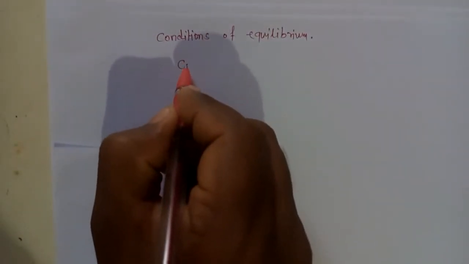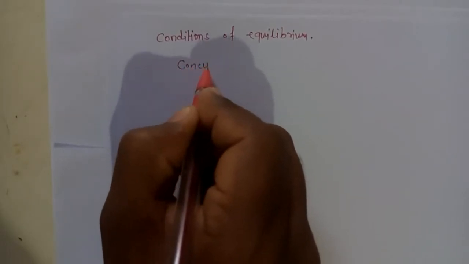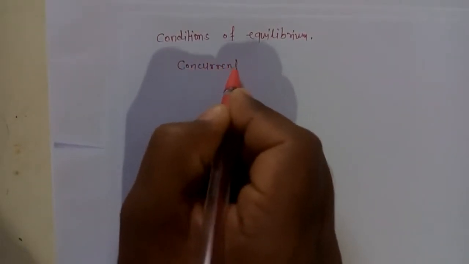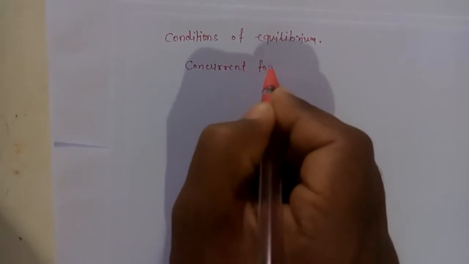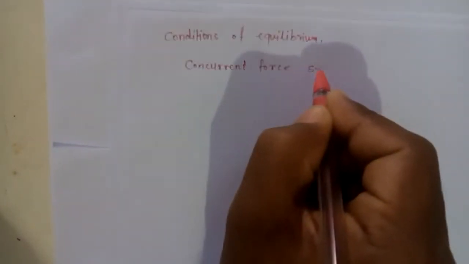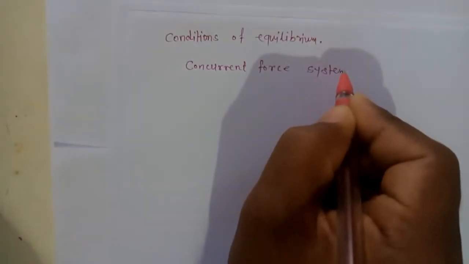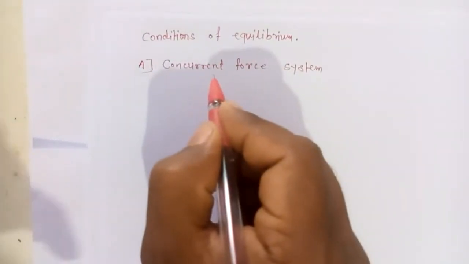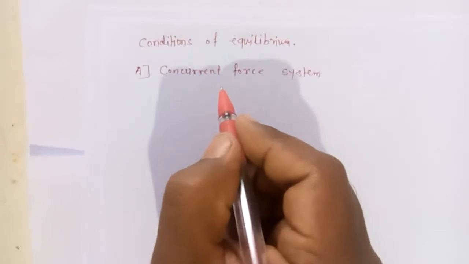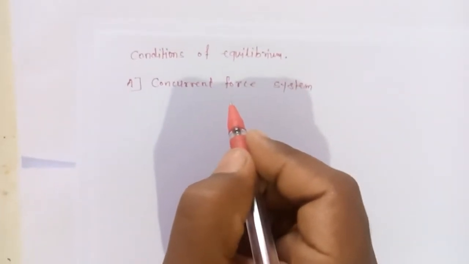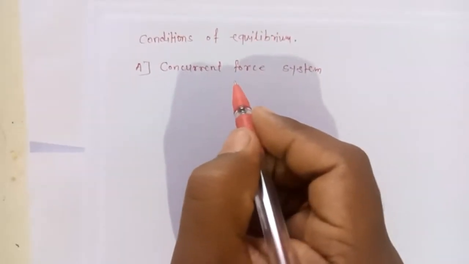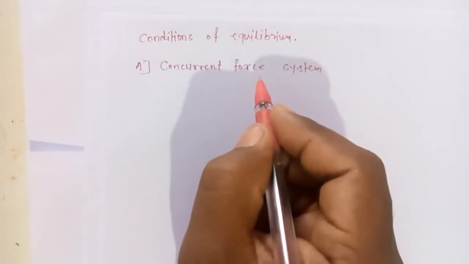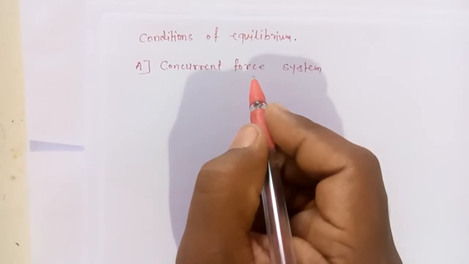So let us first see what is a concurrent force system. Concurrent force system means all forces meet at one common point. So it is called a concurrent force system. Now this concurrent force system can be a coplanar concurrent force system, or it can be a non-coplanar concurrent force system.